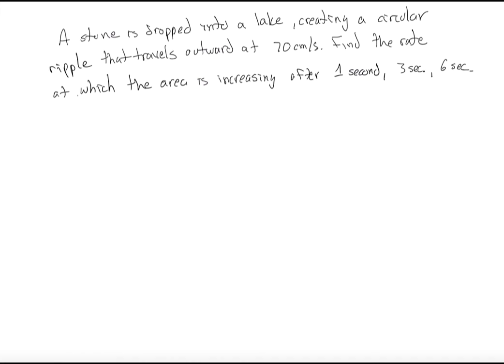Now, if we stop for a second and look at what's being asked, we're being asked to find the rate at which the area is increasing in regards to time. Now, if we think of a circle, we're being told a stone is dropped, creating a circular ripple. We know the formula for area of a circle is pi r squared. So technically, I'm going to use function notation here. I'm going to say A of r equals pi r squared.